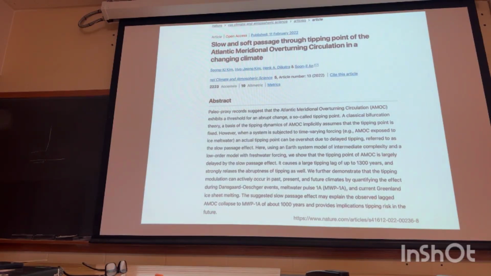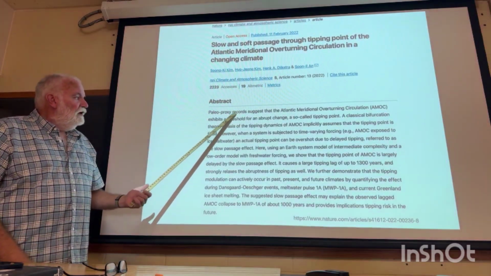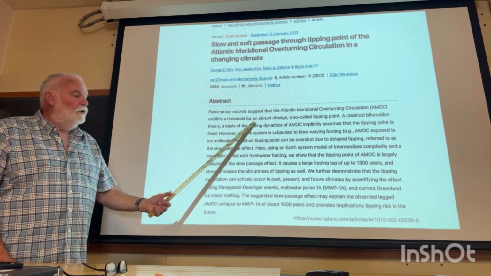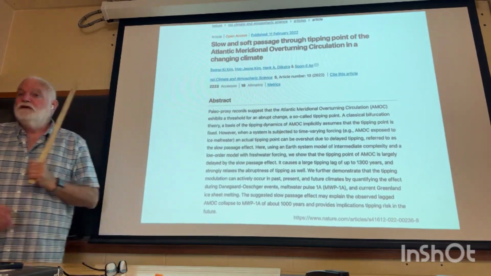It's still gonna tip, it's still the magnitude of change is gonna take in, but it takes some period of time to do that. So this is kind of a level of sophistication beyond what we necessarily need to understand, but they have some pretty pictures, so that's why I talked to them. So, okay, they talk about paleo records suggest the AMOC is a threshold for abrupt climate change, the so-called tipping point.